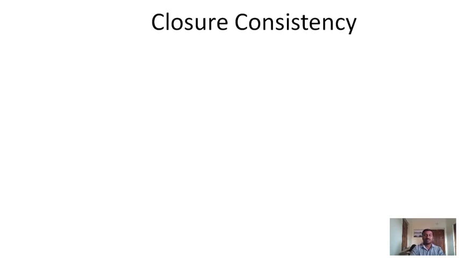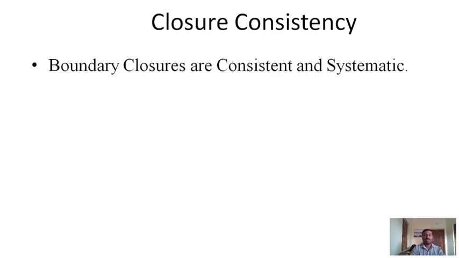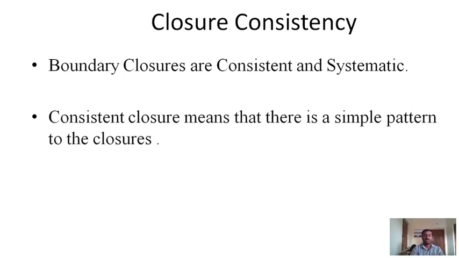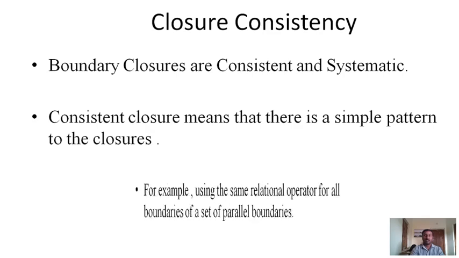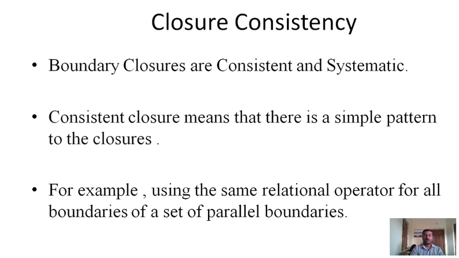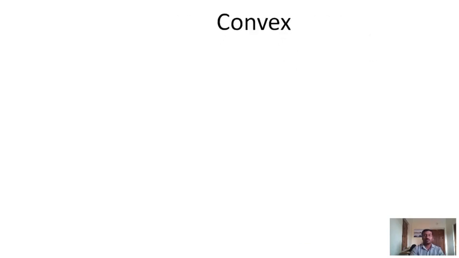Then closure consistency. The next property is closure consistency. The boundary closures are always consistent and systematic. Consistent closure means that there is a simple pattern to the closure, for example, using the same relational operator for all boundaries of a set of parallel boundaries. Those boundaries come under closure consistent. This is one of the properties of nice domains.